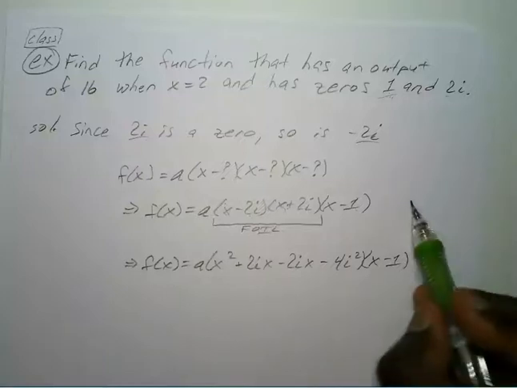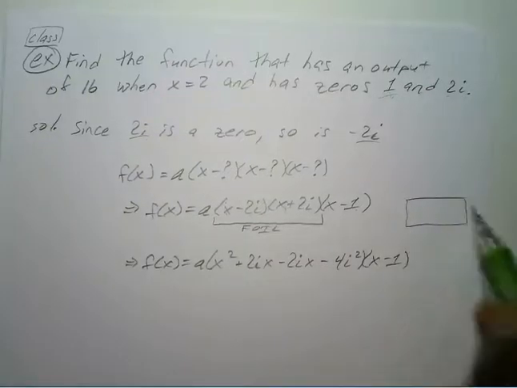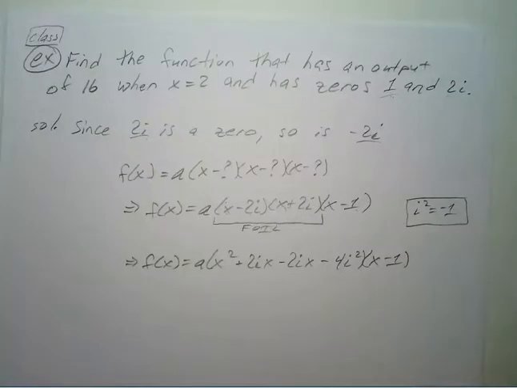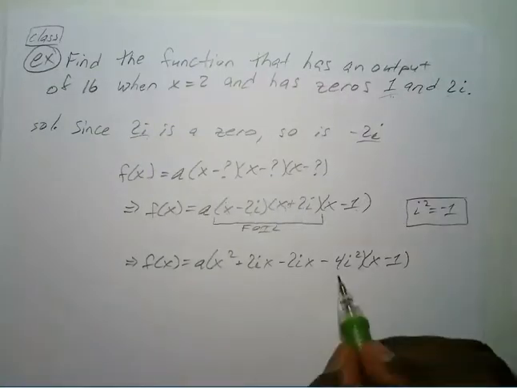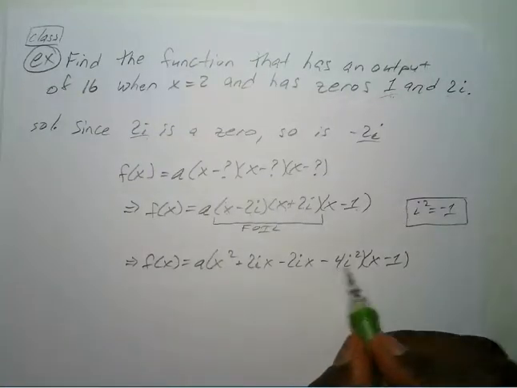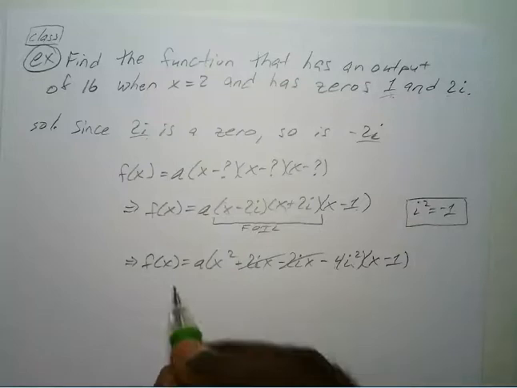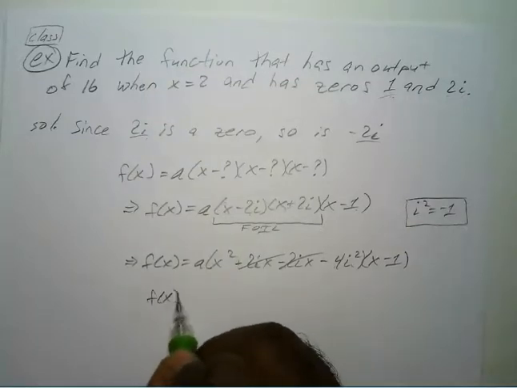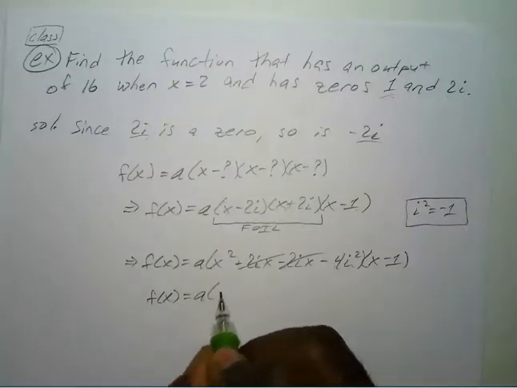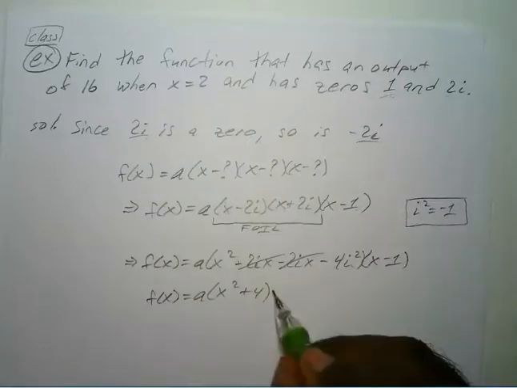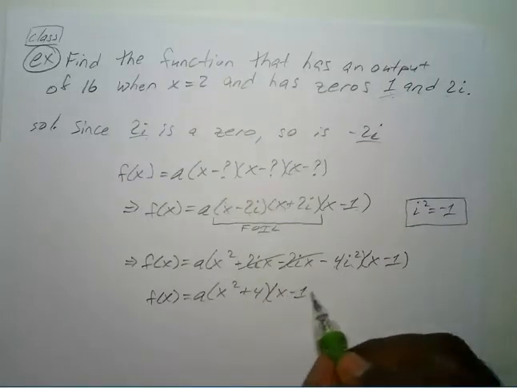Okay. Now remember, for your complex numbers, i squared equals negative 1. So this will become negative 4 times negative 1. And of course, these two cancel each other out. So this will become positive 4. So we have f of x is equal to a times x squared plus 4 times x minus 1.